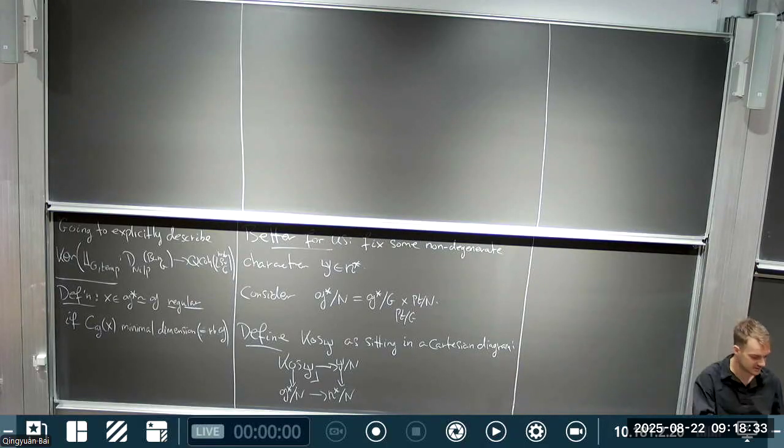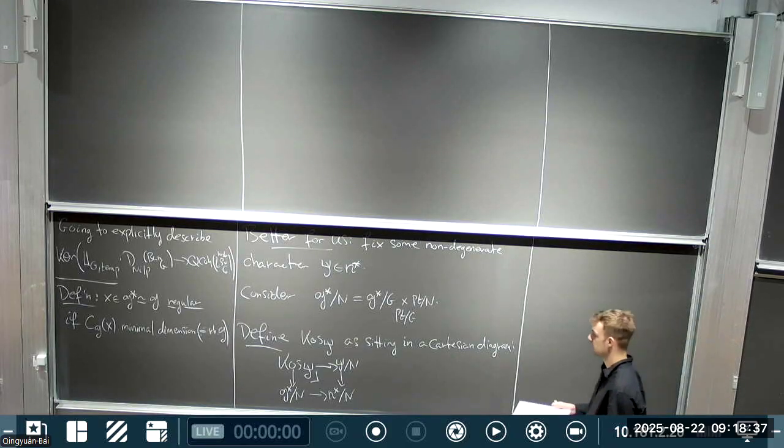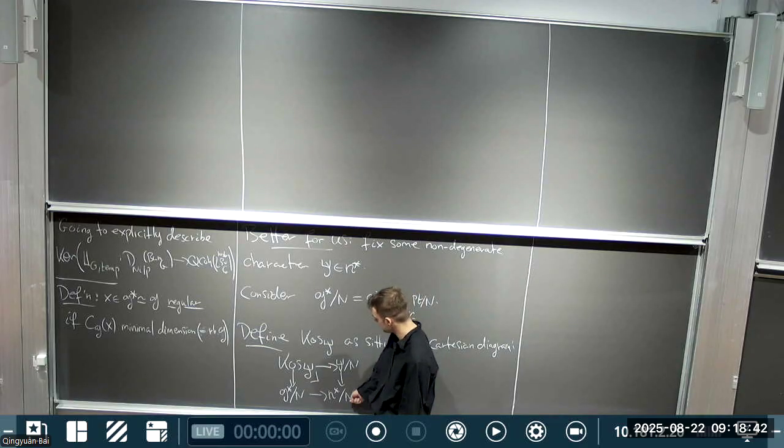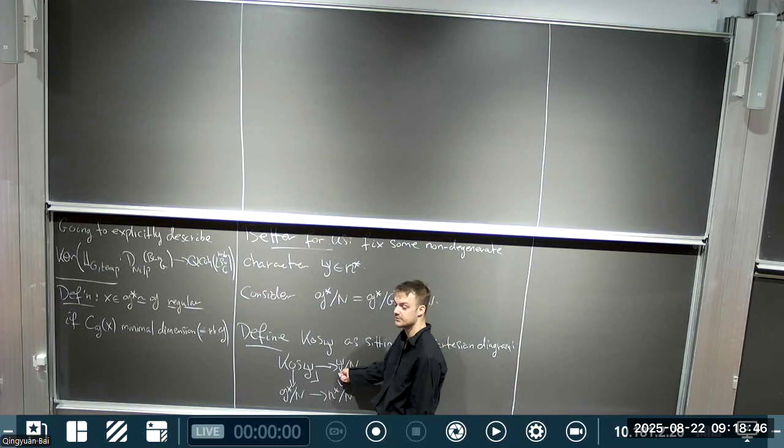Okay. Can you clarify what psi mod n is? Yeah, so I'm just saying that the action of n on n star fixes psi being a character. This is the condition of psi being a character.